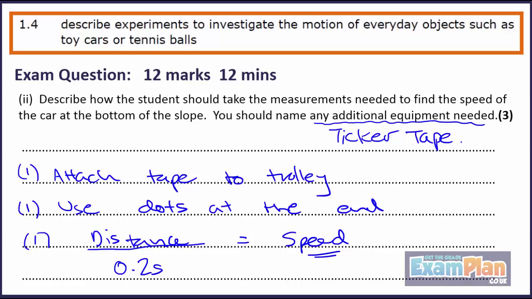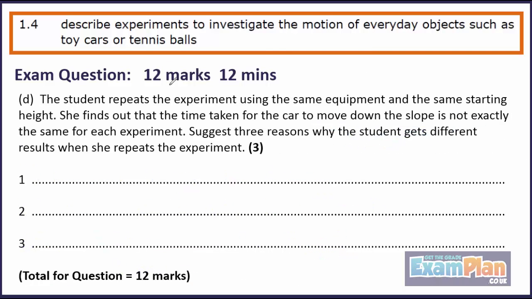Okay, next question. The student repeats the experiment using the same equipment and the same starting height, she finds out that the time taken for the car to move down the slope is not exactly the same for each experiment. Suggest 3 reasons why the student gets different results when she repeats the experiment. Time for a bit of common sense here. We need to think about the reasons the time could vary.